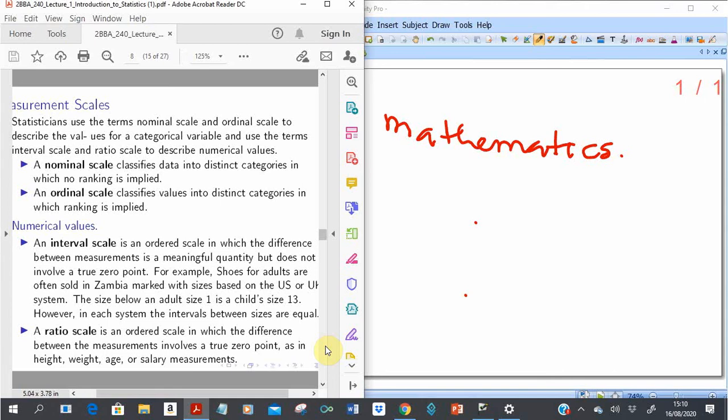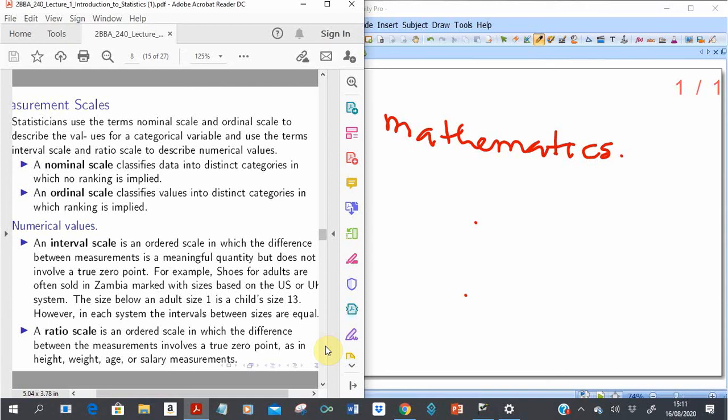As long as a shoe size is below 1 for adults, you have a size 13, 12, and then it goes down. But that doesn't mean that the difference between that shoe size for adults and the one for children is 12. You have that difference, but it actually does not contain a true 0.